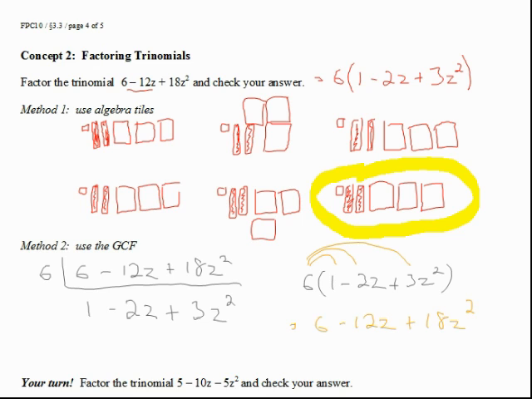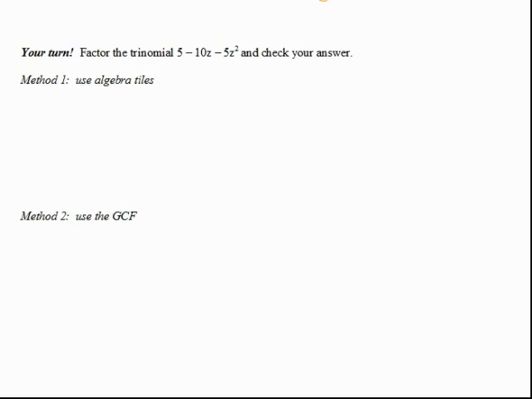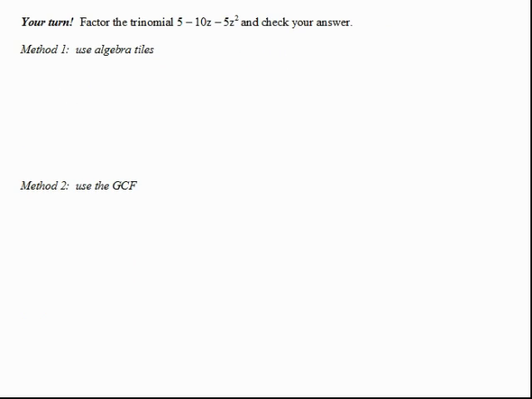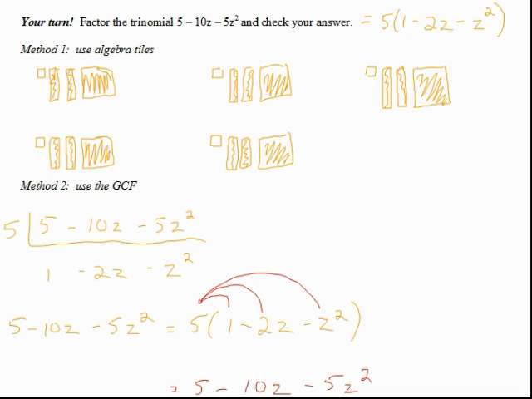I'm going to give you the trinomial for you to factor. 5 minus 10z minus 5z squared. So stop the video, factor that, and then check your answer. Come back and check your answer. And there are your answers for factoring trinomials.